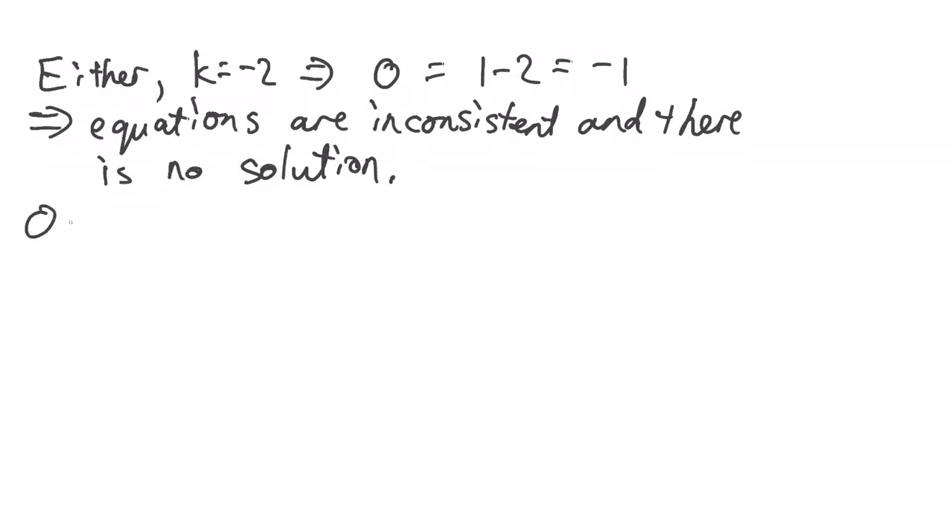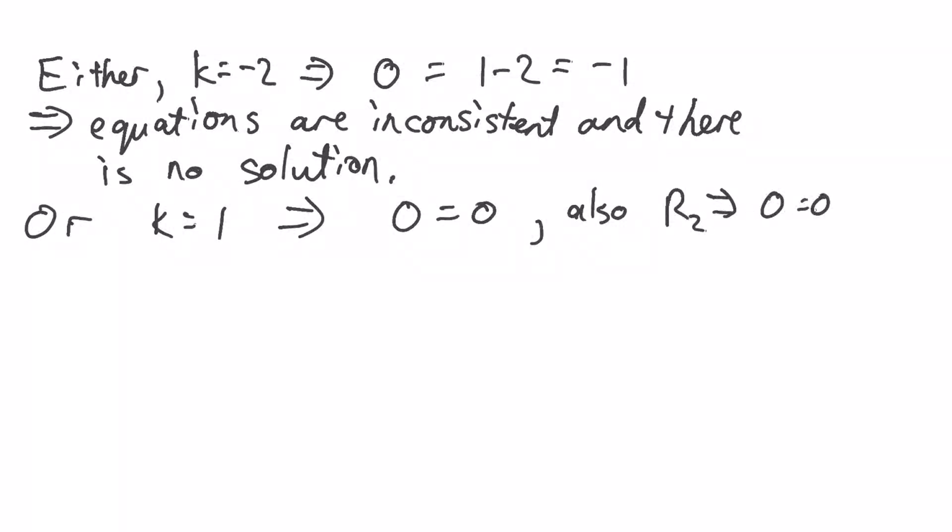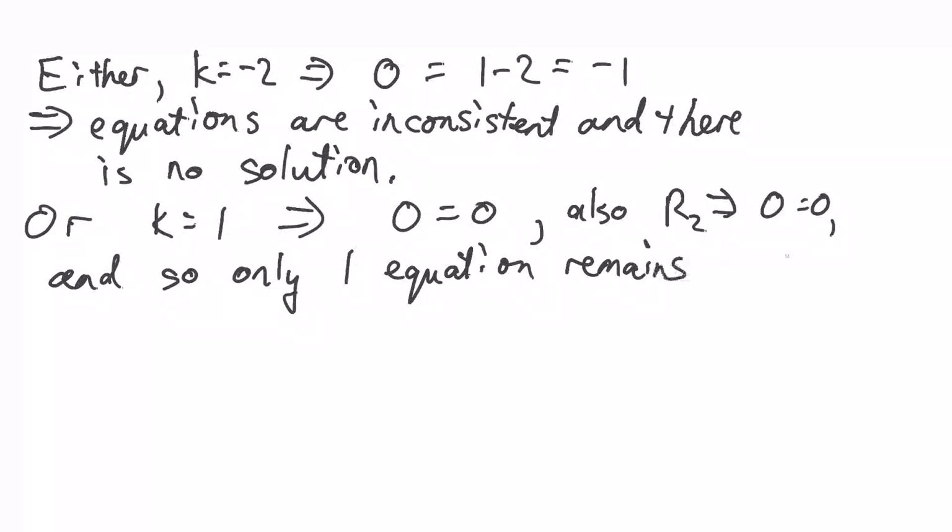Or we might have k is equal to 1, which would tell us that 0 is equal to 0. And remember also, row 2 would tell us that 0 equals 0. And so only one equation remains for 3 unknowns. And that means that there are an infinite number of solutions.